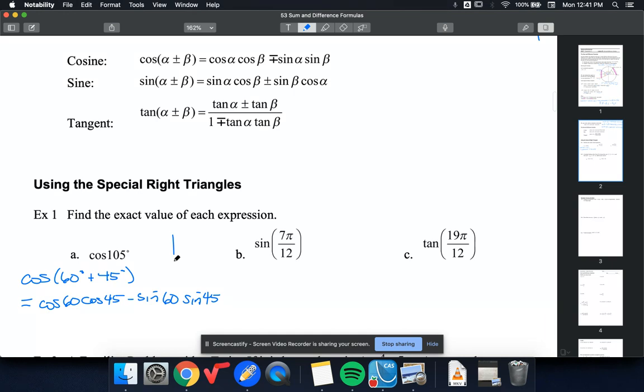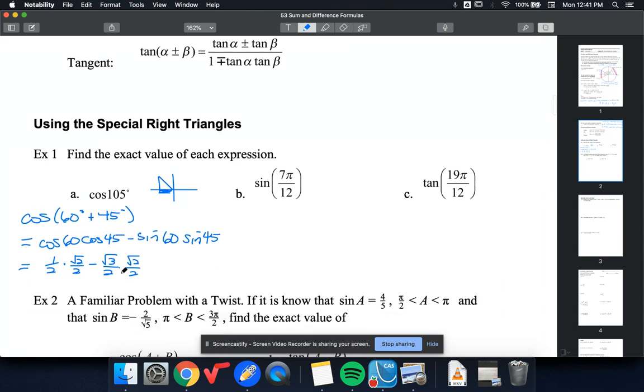I can also reflect a bit that this angle, 105 degrees, is an obtuse angle. So I know my cosine value should be negative because I'm thinking x. All right, so knowing that, cosine of 60 is a half, cosine of 45 root 2 over 2, minus sine 60 is root 3 over 2, sine 45 root 2 over 2. And I hope that you know your unit circle well enough that you were as quick as that as I was. So this is going to be root 2 minus root 6 over 4, which is in fact negative, so it makes sense.